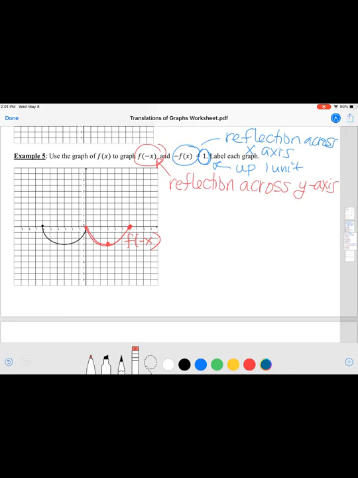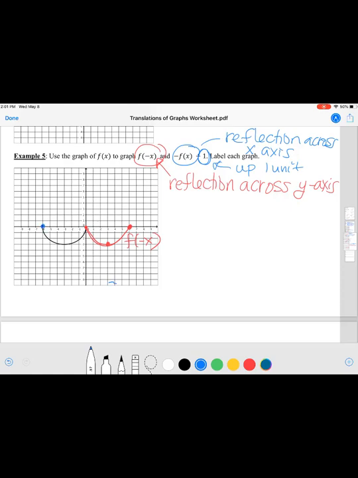Okay, now we have the blue function to graph. We have two things to do for that. Remember, when you have more than one translation, you want to think about it in terms of order of operations to make sure you do it in the right order. So I would do the negative in front of the f of x first, and then I would add the 1. So we're going to do the reflection first. So when I look back at my original function, f of x, which is in black, I'm going to switch all the signs of my y value.